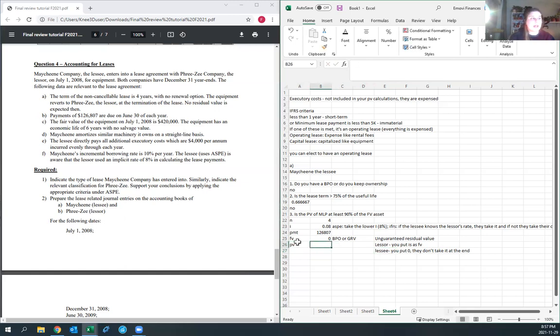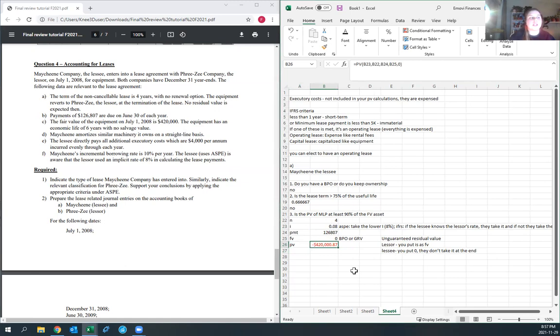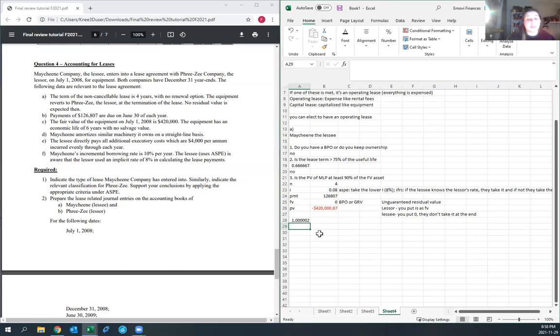And then we can find our present value, which is going to be 8, number of periods 4, payment is this, 0, end of period. So we can say $420,000. So is it at least 90% of the fair value of the asset? Well, the fair value of the asset is the same amount. So yes, it works. So yes, this one is met, since you need only one of the 3 criteria for it to be a capital lease.